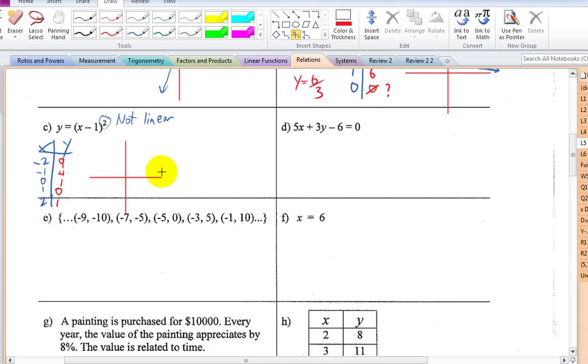So if you graph that real quickly, you're looking at -2, 9, -1, 4, 0, 1, 1, 0, 1, 1. And if you did some more points, you would see you get this U shape going on. Whoops, nice U.